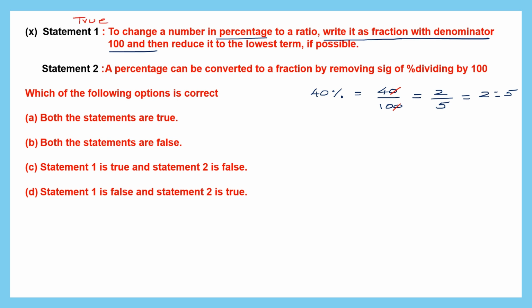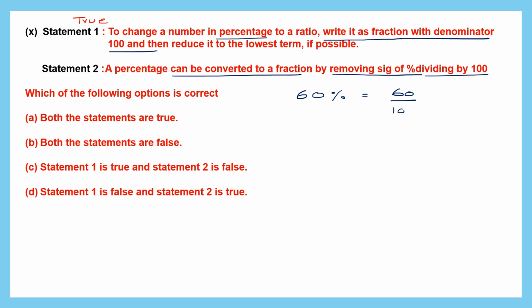Now let's look at statement 2. It says a percentage can be converted to a fraction by removing the sign of percentage and dividing by 100. So let's take a percentage as an example. So now 60%, suppose I take 60%, it says we can convert it to a fraction by removing the percentage sign. That is, we can write 60, remove the percentage sign and divide it by 100. 60 by 100. So it's converted to a fraction, isn't it? That means we can convert a percentage to a fraction by removing the sign and by dividing by 100. That means statement 2 is also true.